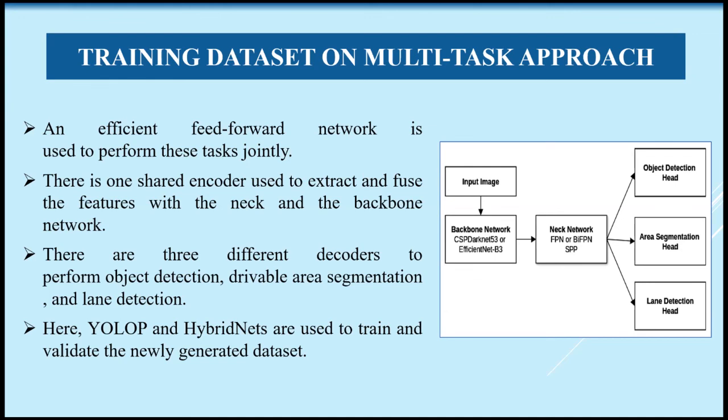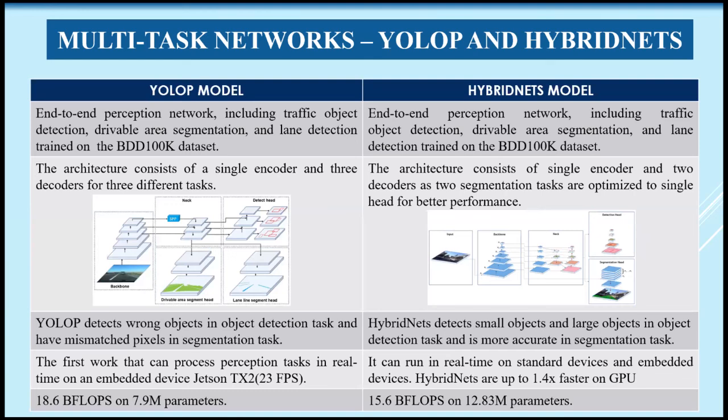Here we have used the multitasking models YOLOP and HybridNet, which are the latest models introduced in 2021 and 2022. So these multitasking networks, YOLOP and HybridNet, both are end-to-end perception networks for multitasking, which perform these 3 tasks, and both the models were already trained on the BDD 100K dataset, which is the largest driving dataset.